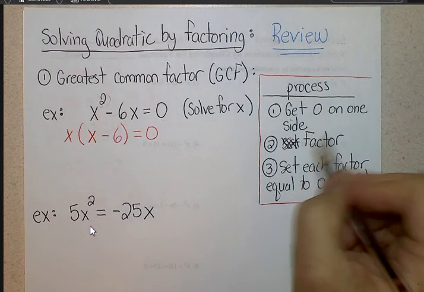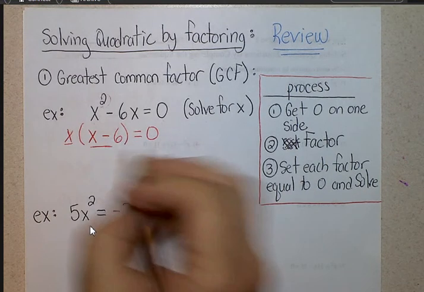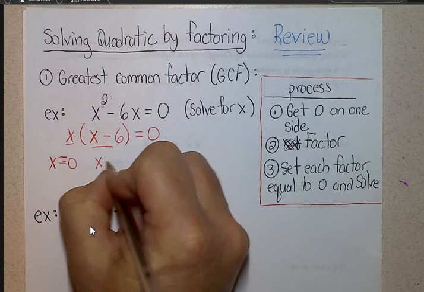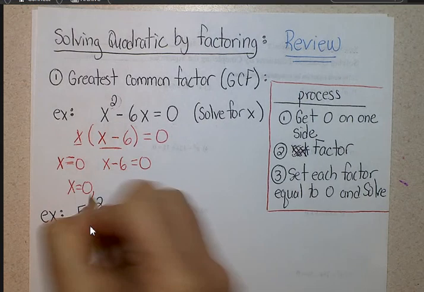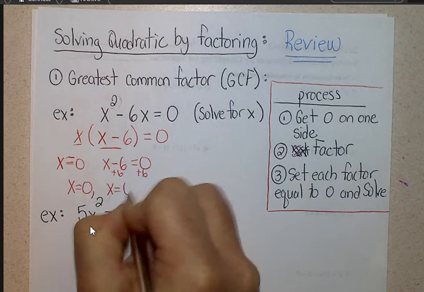We factored. Now we set each factor. Here's one factor. Here's the second factor. We set each factor equal to 0, and we solve. So there's nothing really to do here. X is equal to 0. Over here, I'm going to add 6 to both sides, and I get x is equal to 6, and I'm done.